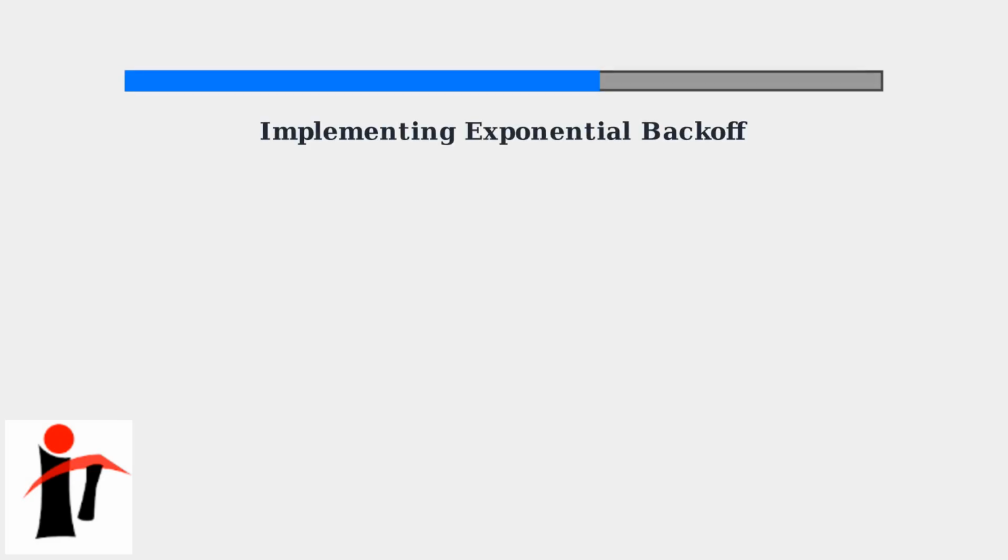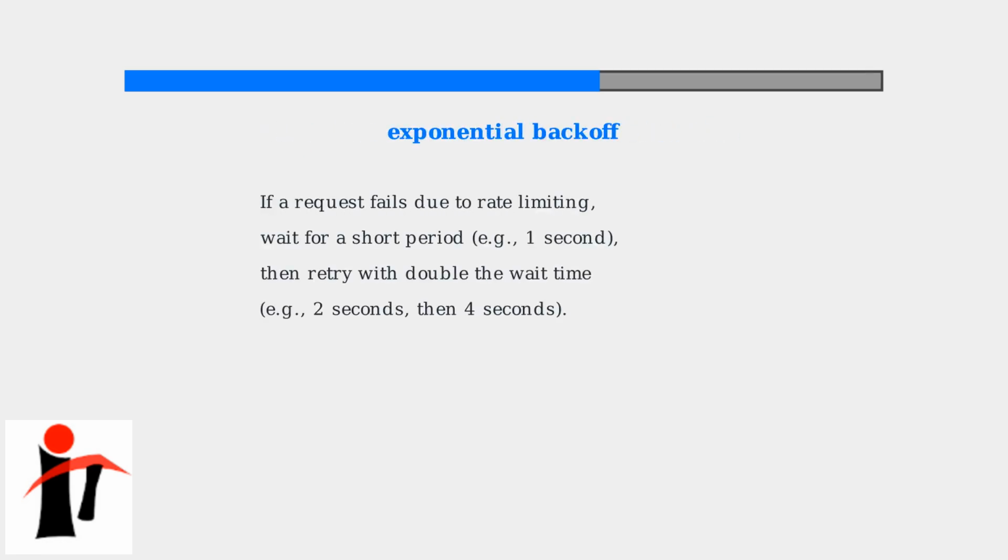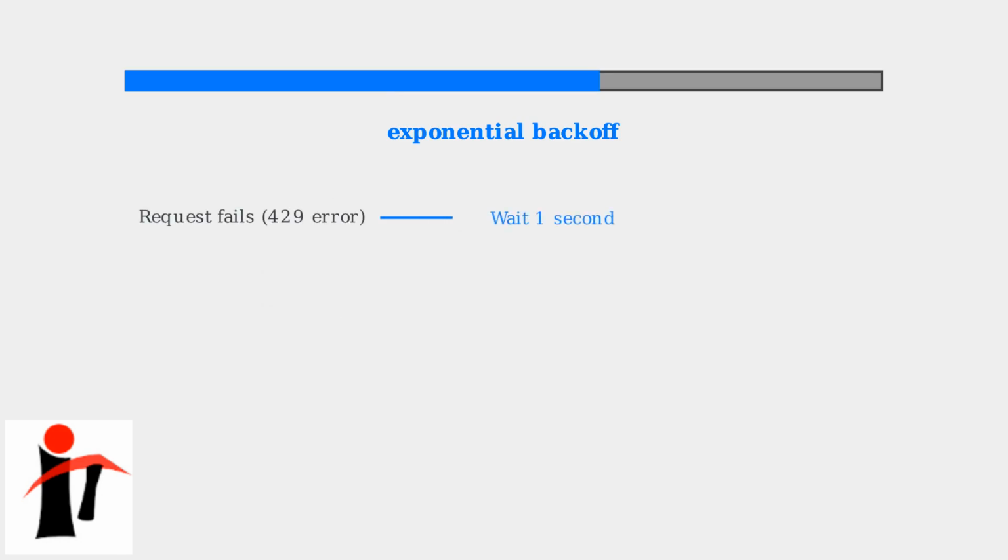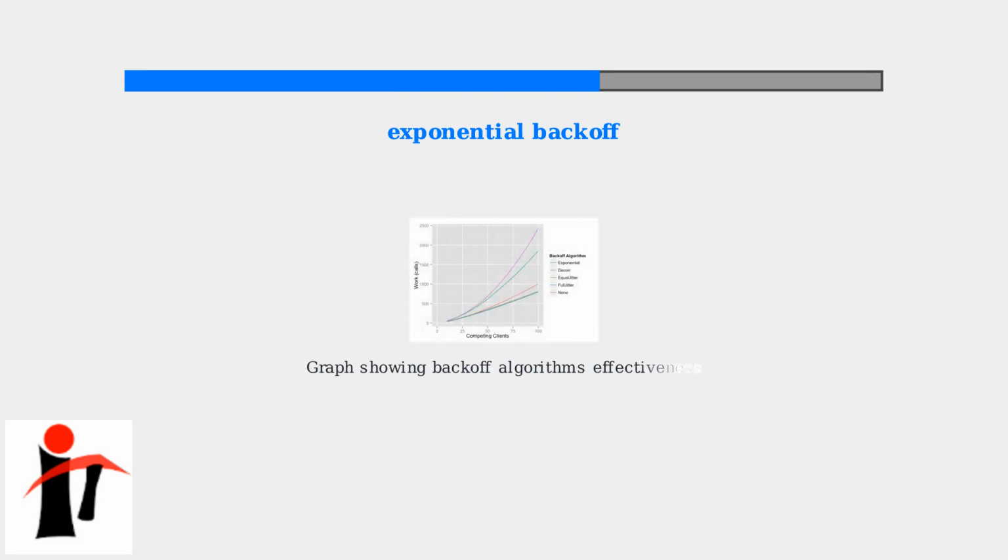Exponential backoff is a crucial technique for handling rate limit errors like the 429 error in the Tesla app. This prevents overwhelming the server with repeated failed requests and allows the rate limit to reset. Here's how it works. After a failed request, wait exponentially longer before each retry. This graph demonstrates how different backoff strategies reduce server load compared to no backoff. Many libraries, like TeslaPy, include automatic retry logic to implement this technique seamlessly.